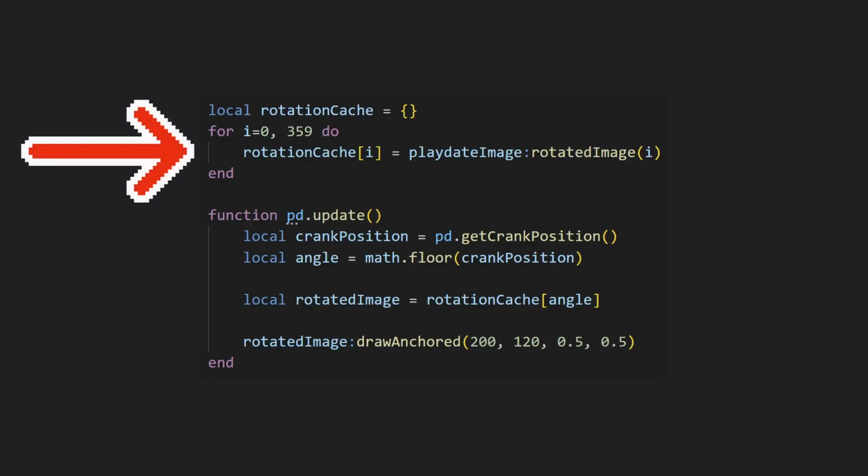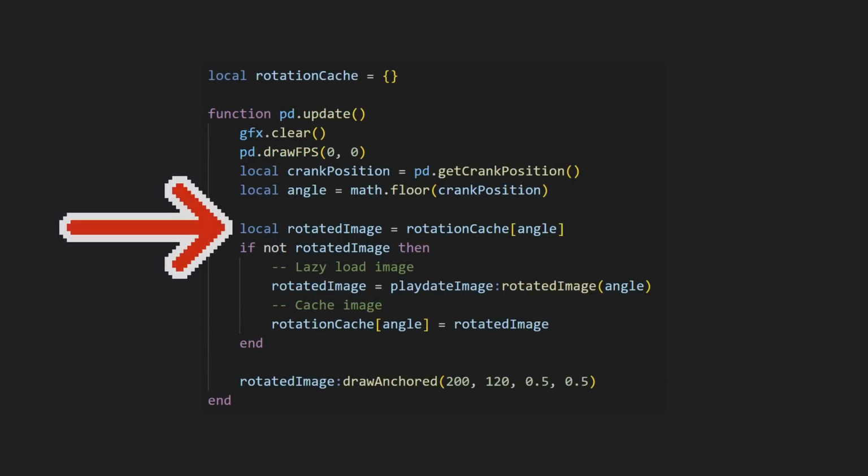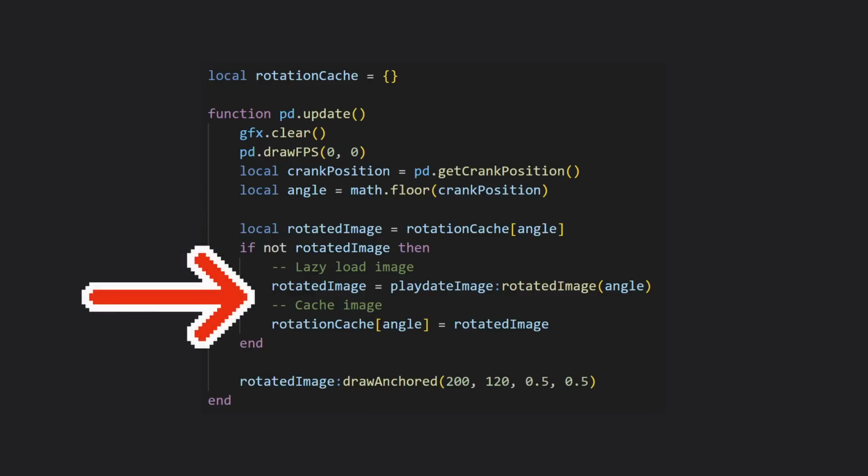For example, you can loop from 0 to 359, and store the rotated images in a loop. This takes a while if you do it all at once, so you can do a lazy loaded version that checks a cache whenever you need a rotation to see if a rotation has been saved. If it has, then use that one, and if not, then you can rotate it at that moment and then store it for future use.